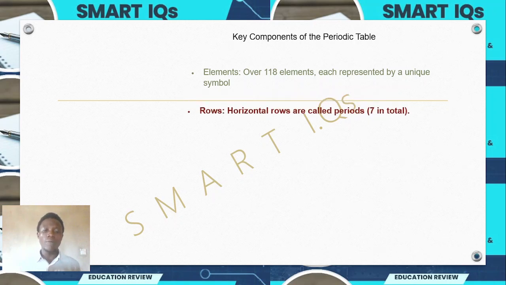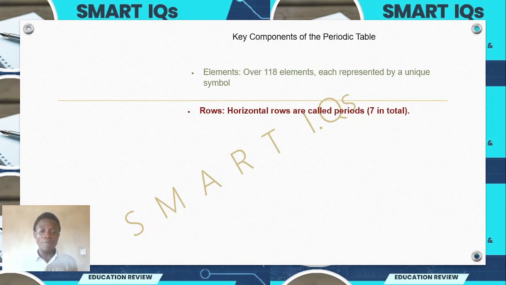We have another component that is so important in the periodic table, and that is the row. The horizontal rows are called the period. And we have 7 of them. We have 7 rows in the periodic table, and these 7 rows will also be called the 7 periods. Are we together?